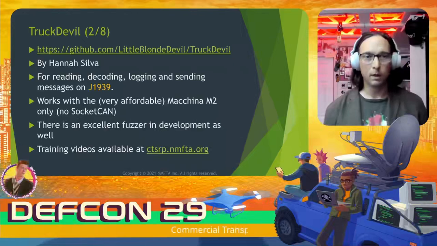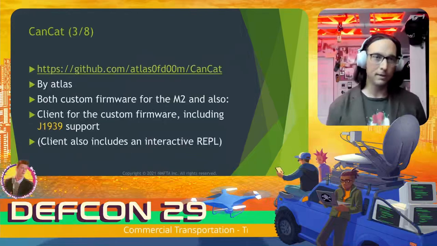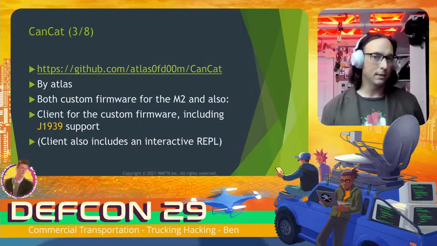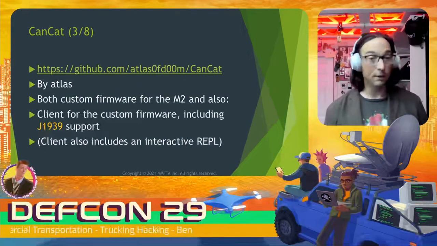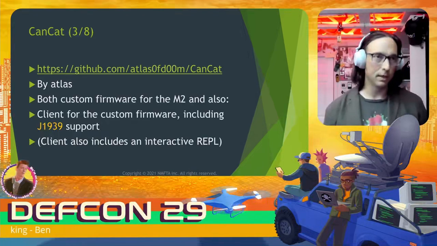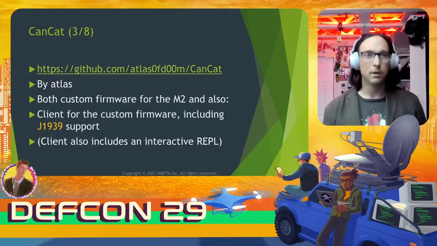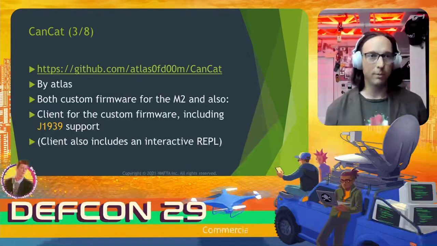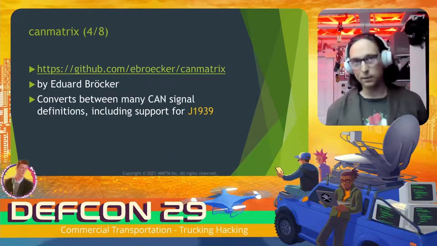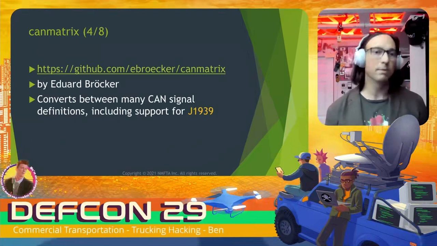NMFTA.org. The CANCAT, which is developed by Atlas, uses a custom firmware for the M2, and it has its own client, which includes J1939 support. The CANCAT is developed much like a lot of Atlas's stuff, which is an interactive Python REPL. So if you're into programming at a REPL, this might be for you. And of course, CAN matrix. Don't forget there is a basic J1939 DBC in the CAN matrix by Edward Brooker.